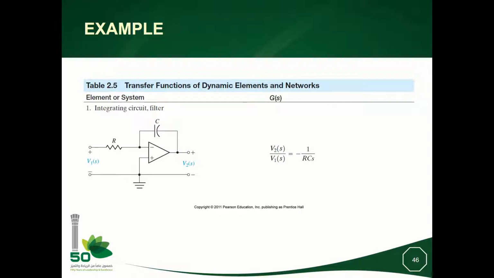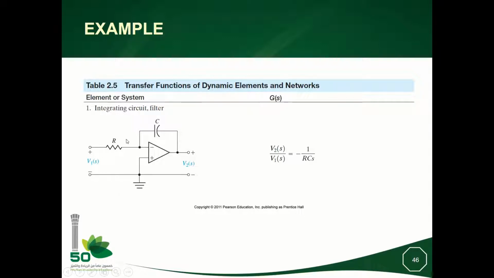Here I will show some examples of operational amplifier circuits where we are asking to get the transfer function of these circuits. The relation between the input and the output, or output over input, is called by definition the transfer function of the operational amplifier circuit.